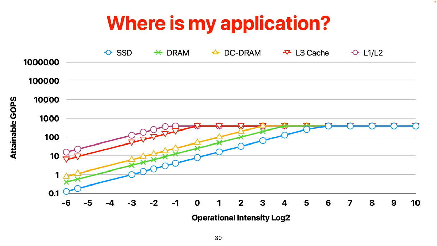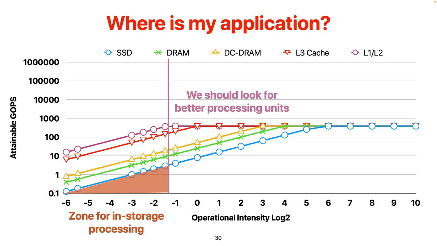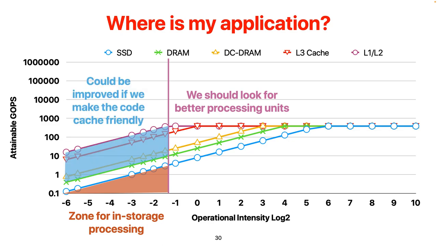However, if my algorithm is pretty computationally, operationally intense, it turns out a better processor still helps. And so this is the zone for in-storage processing, right? And if you go beyond that, you should try to look for better processors, because it means that even though I optimized my code with a cache-friendly algorithm, there's no better way that I can make my algorithm better. So I should look for better processing, right? So that's another thing that the roofline model can tell you.